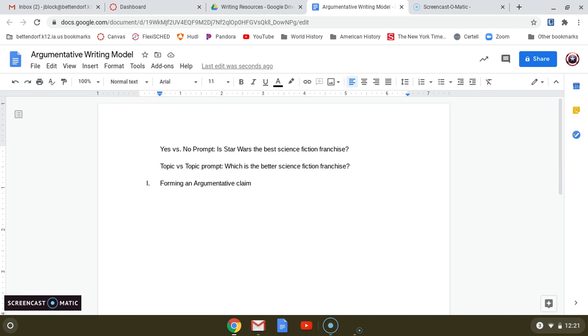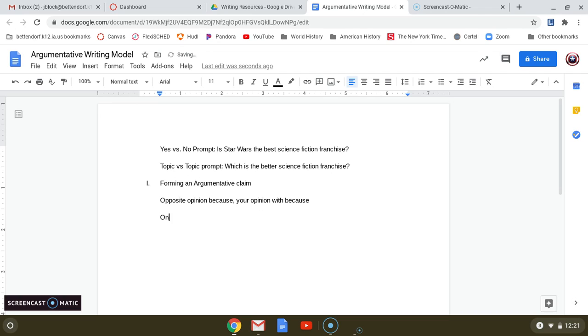Okay, so I'm going to model how to go through the argumentative claim process with both types of prompts. So first, you have to ask yourself, what is it? Is it a yes, no prompt? So an example would be to give your opinion first. Oh, excuse me. You want to give the opposite opinion first, and then a rationale, and then you want to give your opinion second with because. Okay, so what does this look like?